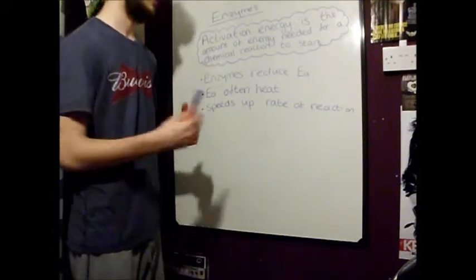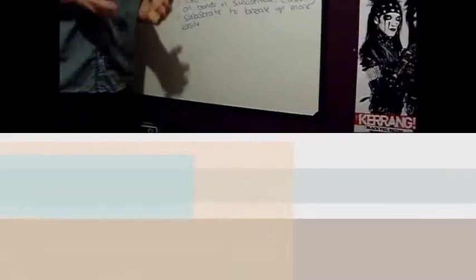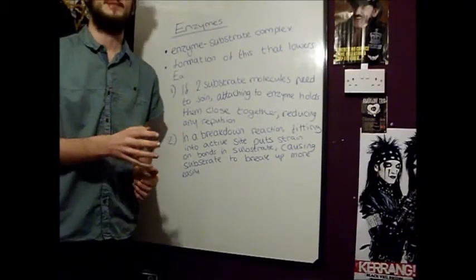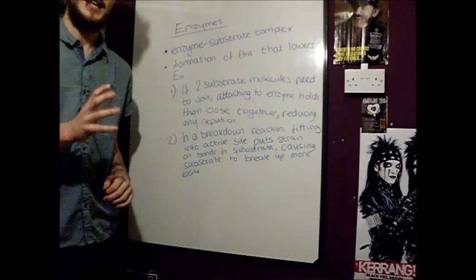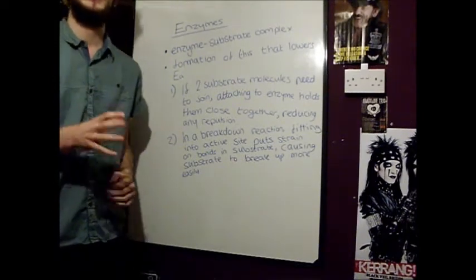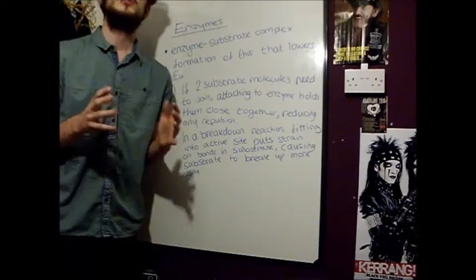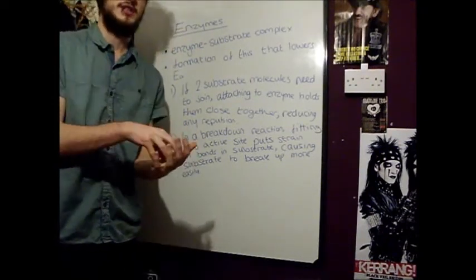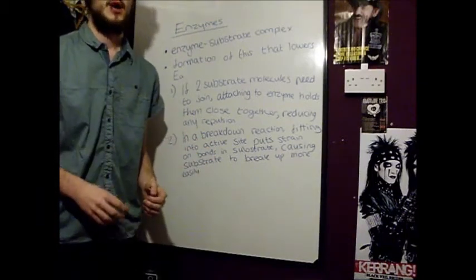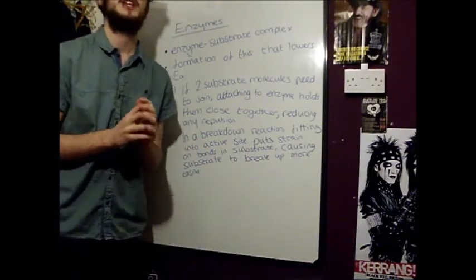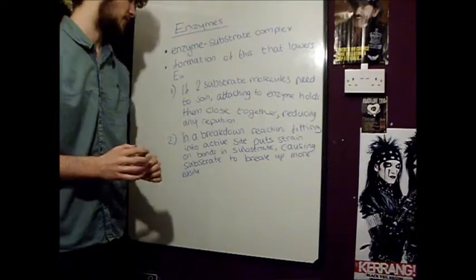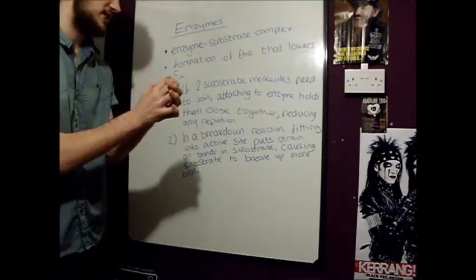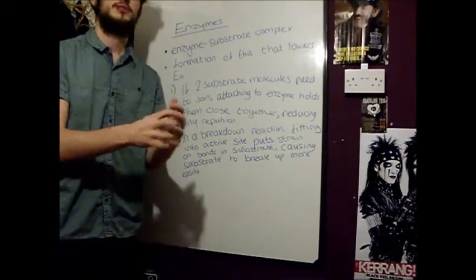so it does that as well as lowering the activation energy. When a substrate binds to the active site on an enzyme, it forms an enzyme substrate complex, and it's the formation of this enzyme substrate complex that lowers the activation energy. If two substrate molecules need to join together, then attaching themselves to the enzyme holds them close together and reduces any repulsion. In a breakdown reaction, fitting into the active site puts strain on the bonds holding the substrate together, causing the substrate to break up more easily.